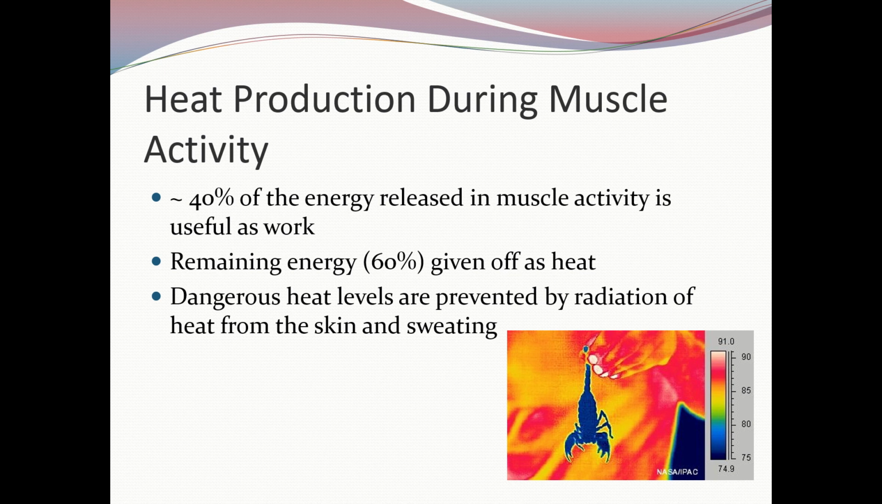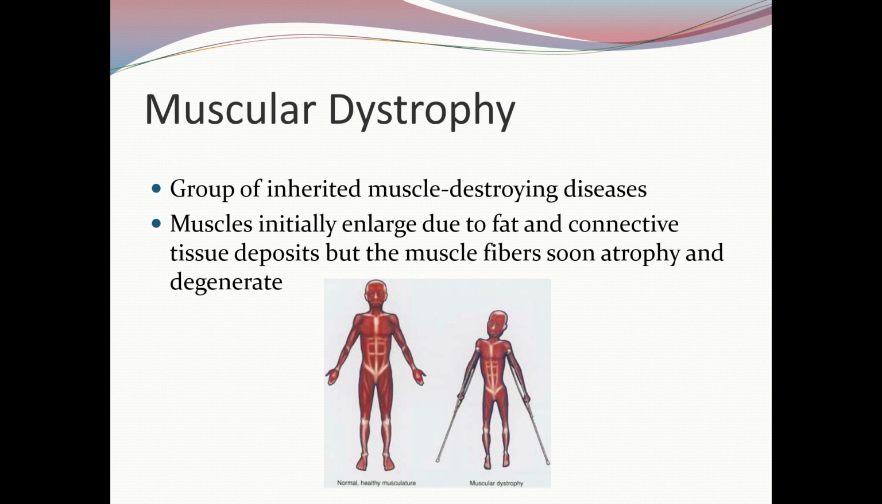This illustration shows a human who is warm-blooded and holding a scorpion, which is cold-blooded. And so the infrared is showing the heat that is radiating off of the human. And notice that where the human is holding that scorpion's tail, see how it's red? So the heat is being transmitted from that human to the scorpion. That's not me. I wouldn't be holding that thing.